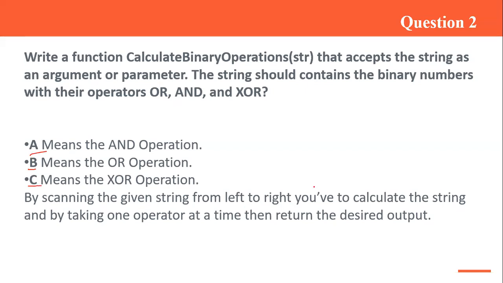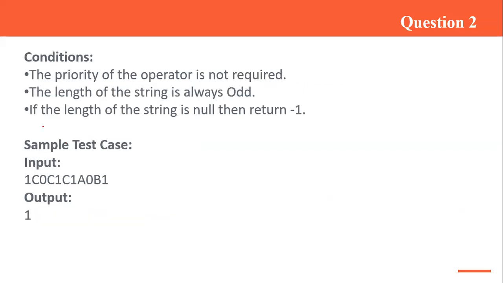Now, by scanning the given string from left to right, you have to calculate the string by taking one operator at a time, then return the desired output. Just see the sample input output. Now 1C0C1C1A0B1. Like this, some string is given, output is 1, it seems. How do we get that? I'll tell you.